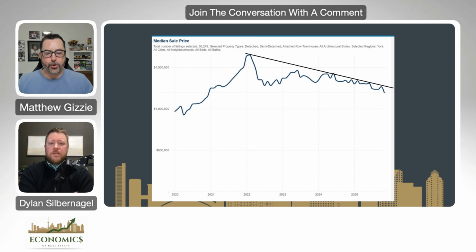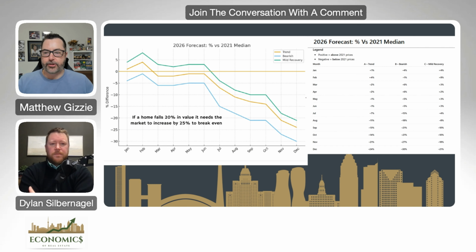So if we go back to our original chart, this chart is forecasting that the orange line is if we continue the exact same trend. The green line is if things recover slightly. And the blue line is if things get worse: if way more inventory hits the market, or if the relationship between Canada and the US continues to deteriorate. Let's just look at the trend, because I think the trend is likely to keep up.